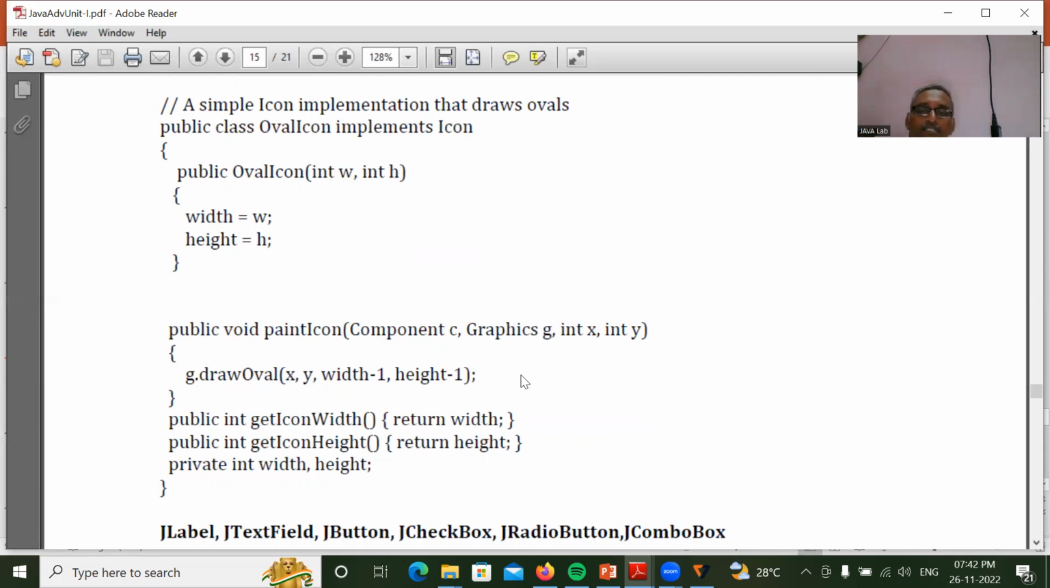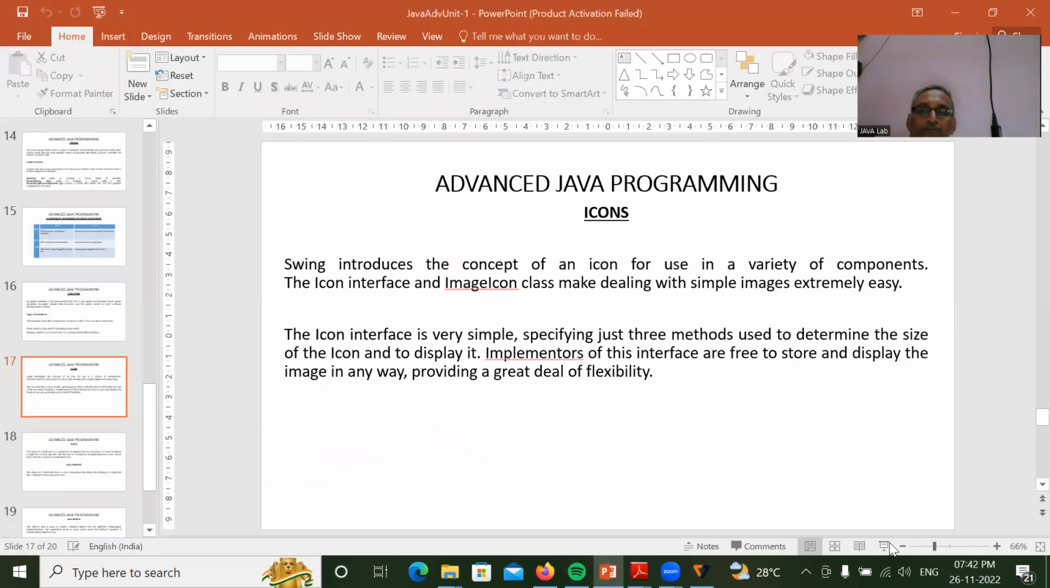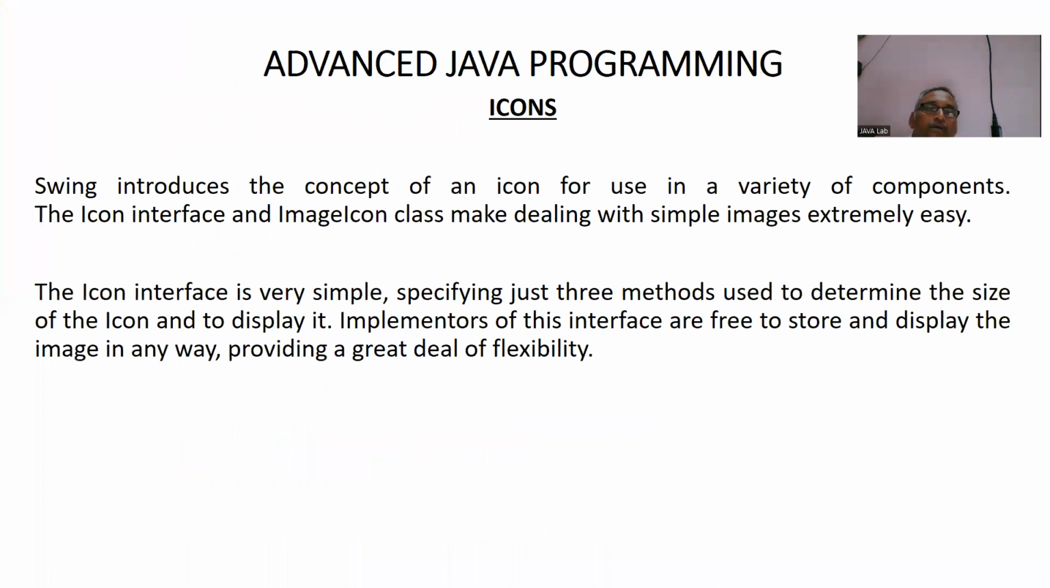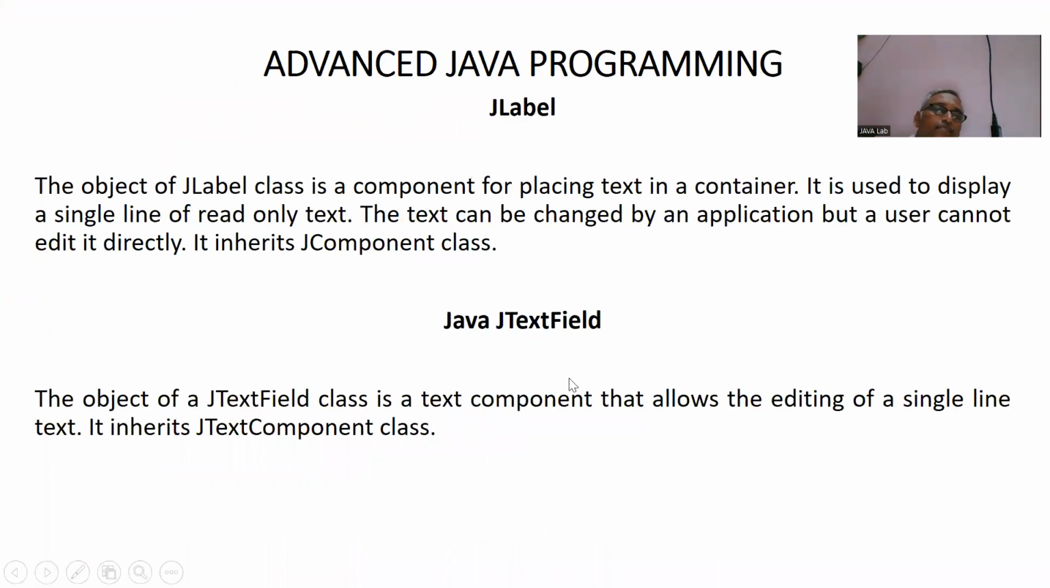Next, JLabel. Here we are using JLabel. The object of the JLabel class is a component for placing text in a container.